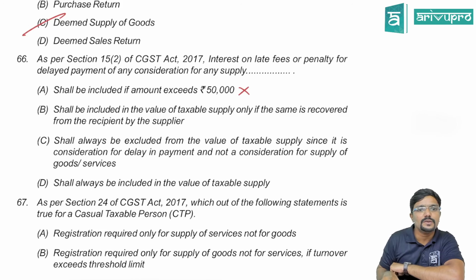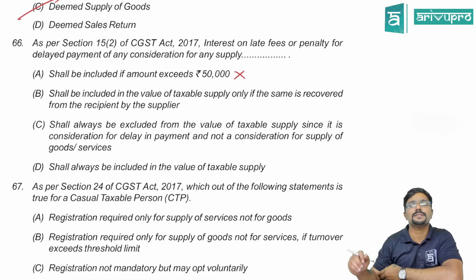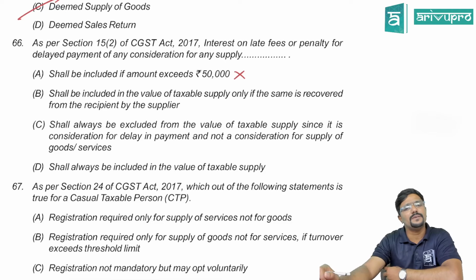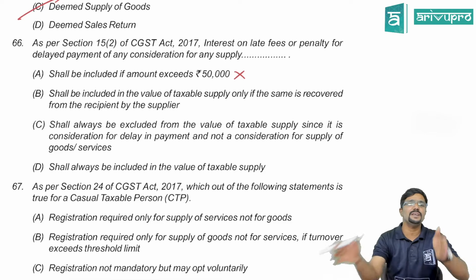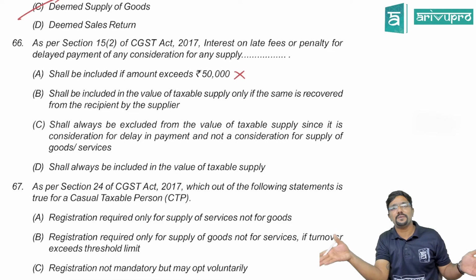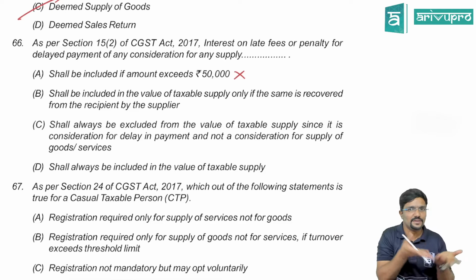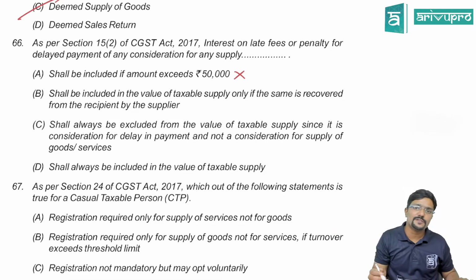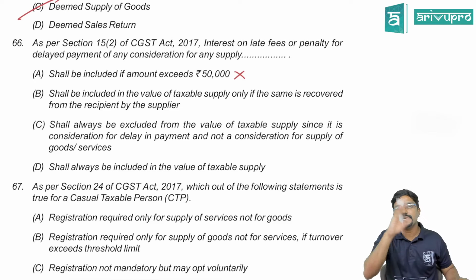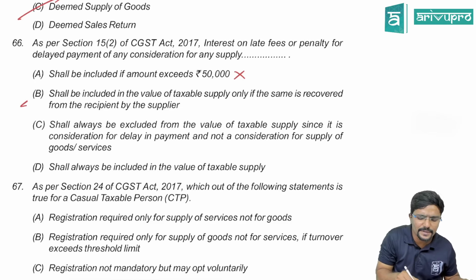No. Shall be included in the value of taxable supply only if the same is recovered from the recipient by the supplier. Means obviously supplier is charging this to the recipient. So recipient has to pay this. So will it be included in the value of supply when supplier is separately charging it and collecting it from the recipient? Definitely. So this is the answer.